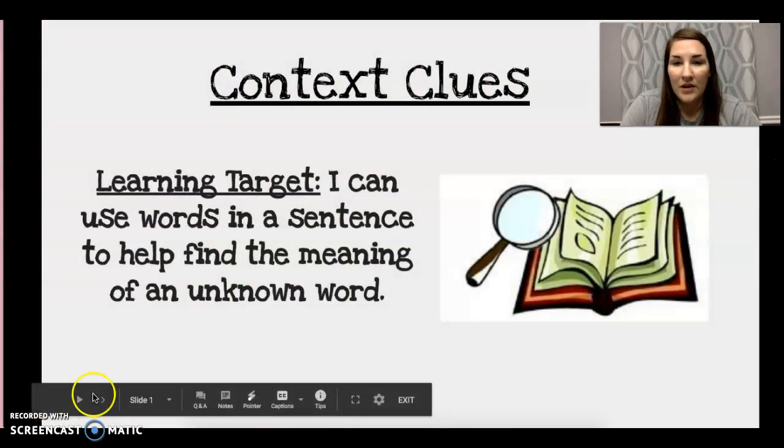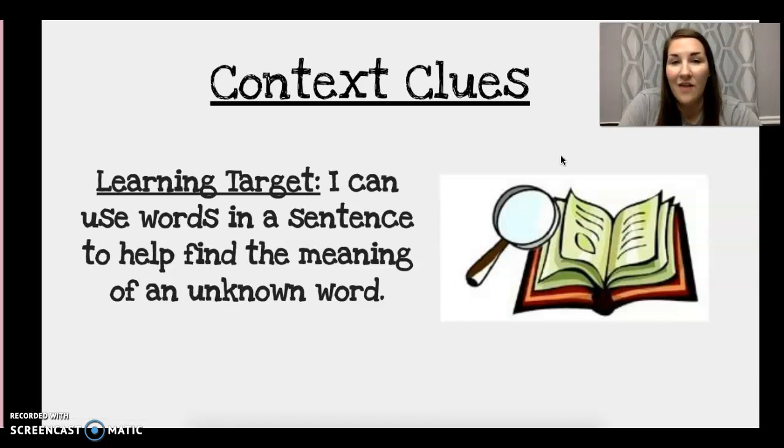So as we look, our target for today is I can use words in a sentence to help find the meaning of an unknown word. So this is like if I were reading something and I come across a tricky word and I'm not sure what it means. This is a strategy you can use to try and figure that out first before you do something like go ask somebody or look it up in a dictionary. A lot of times authors leave clues that can really help you out just by rereading the sentence and looking a little bit more carefully.